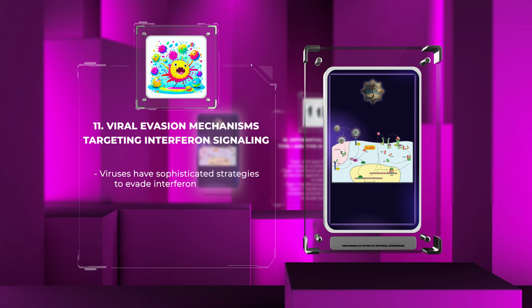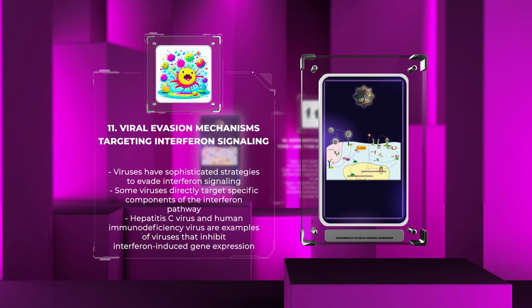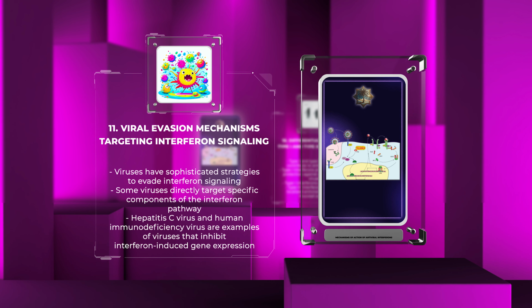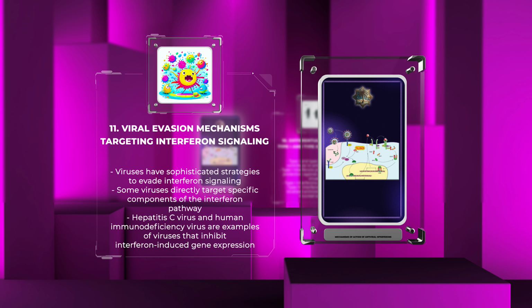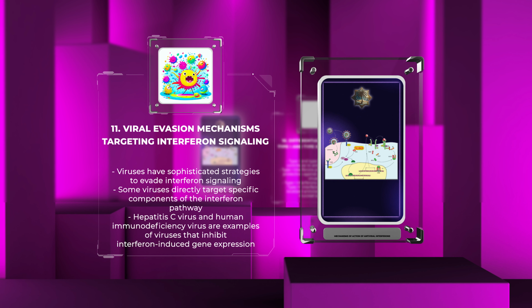Viruses have evolved sophisticated strategies to evade interferon signaling, enabling them to establish persistent infections. Some viruses, such as hepatitis C virus, HCV, and human immunodeficiency virus, HIV, directly target specific components of the interferon pathway to subvert host defenses. For example, HCV inhibits the phosphorylation and nuclear translocation of STAT1, impairing interferon-induced gene expression. HIV incorporates proteins, like VIF and VPR, that directly antagonize the function of specific ISGs, limiting their antiviral effects.